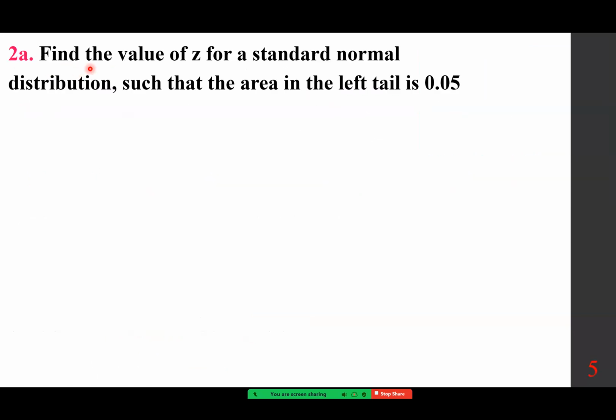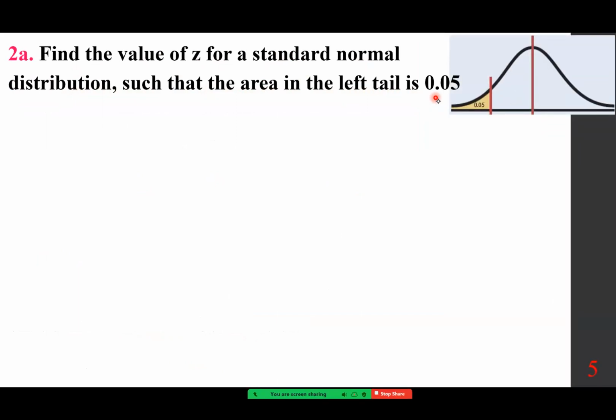We want to find the Z value for a standard normal distribution, SND, such that the area in the left tail is 0.05. It's always good practice to graph, even if it's not to scale, but the idea is that it's a normal curve, and you want this area to the left to be 0.05. And remember, this corresponds to mu, or Z equals 0. So right here corresponds to Z equals 0.